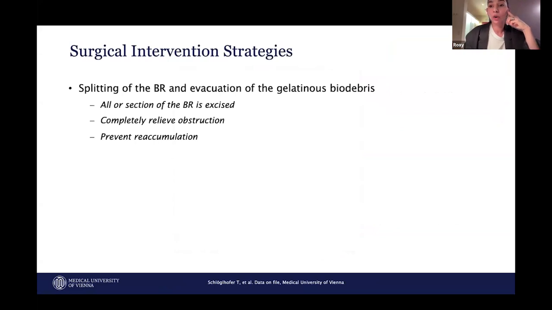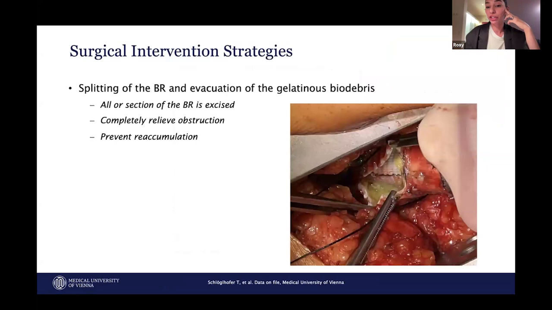Most of the time, in the HeartMate 3 patients, we go with the splitting of the bend relief, and we actually evacuate the gelatinous biodebris. You can see this in this picture here very nicely. You can see the gelatinous biodebris here. We opened the bend relief.